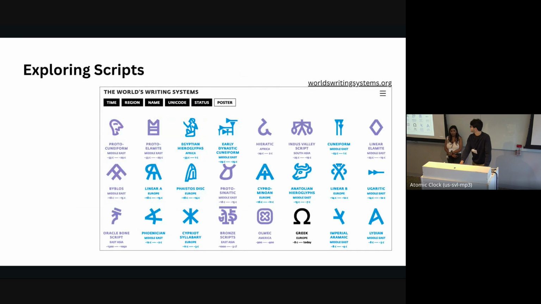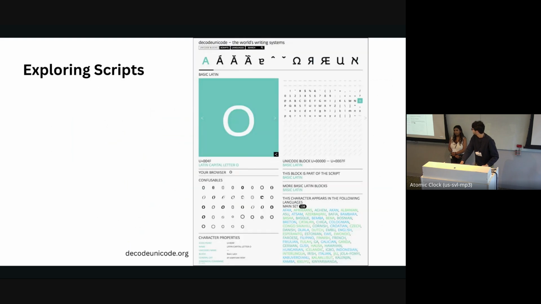Past that, there's a few examples of websites that you can also look at for exploring other scripts if you're curious about stuff like this. So for example, there's World's Writing Systems, which you can sort by region or name or when it was added to Unicode. And you can see more information like the script type or script region like we were saying before. Past that, there's also decodeunicode.org, which is similar, but it gives you a lot of the metadata that you might see in the code point and so on about specific characters in Unicode.